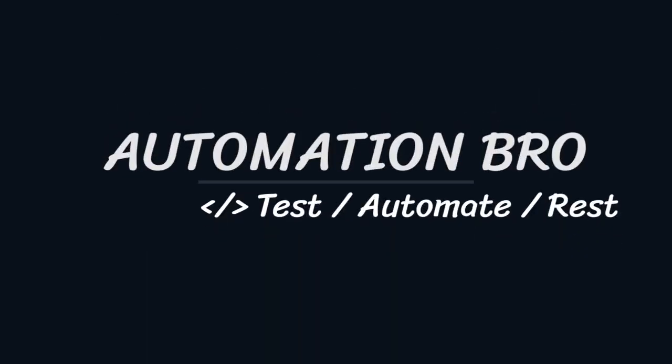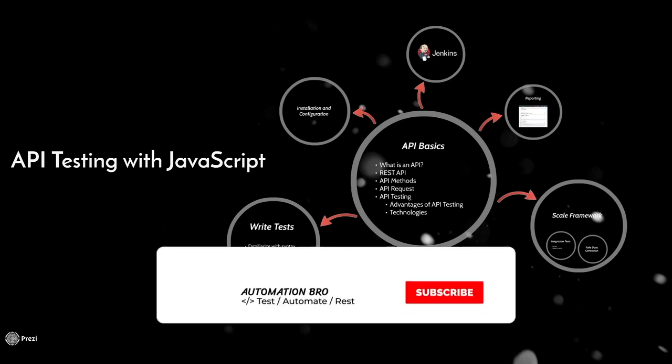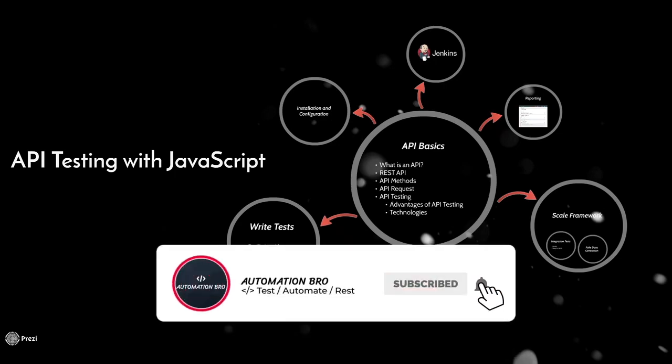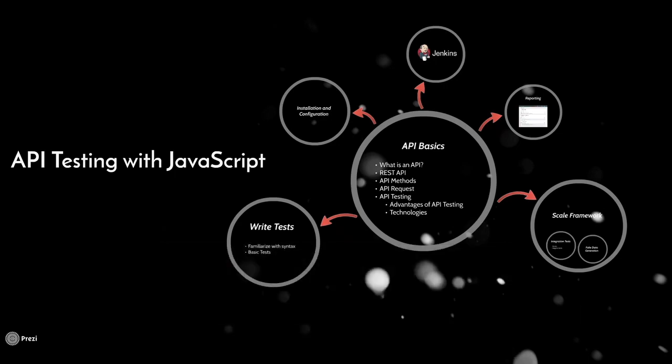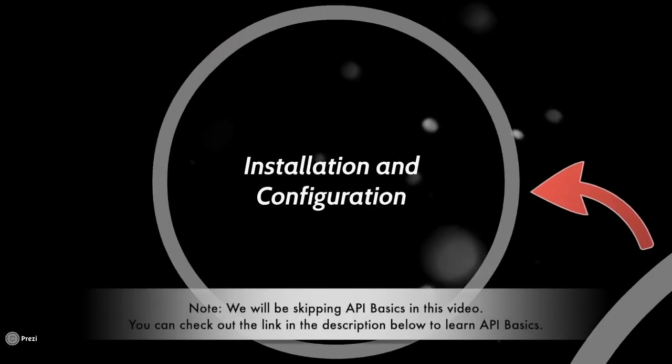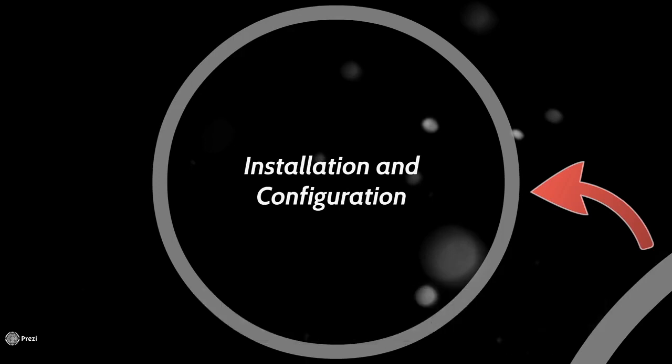In this video series, I'll be showing you how to build a fully functional API test automation framework from scratch using JavaScript. So let's take a look at what we will be covering in this series. Once we are done with the basics, we will begin our installation and configuration process and install all the necessary packages to get our first test working.